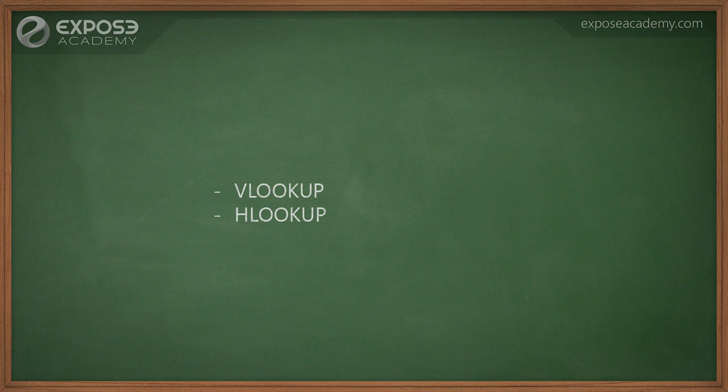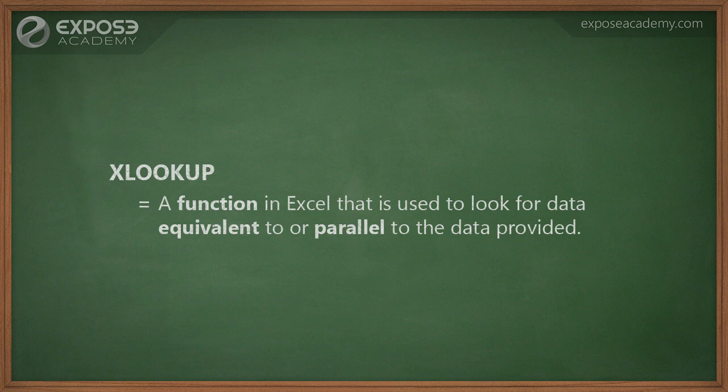In the past versions, we used VLOOKUP to search for data vertically, and HLOOKUP to search for data horizontally. Now with XLOOKUP, with just one function, we can search both vertically or horizontally. For those of you who never used all these functions before, don't worry, because we will cover this from the very basic. So, what exactly is this XLOOKUP function?